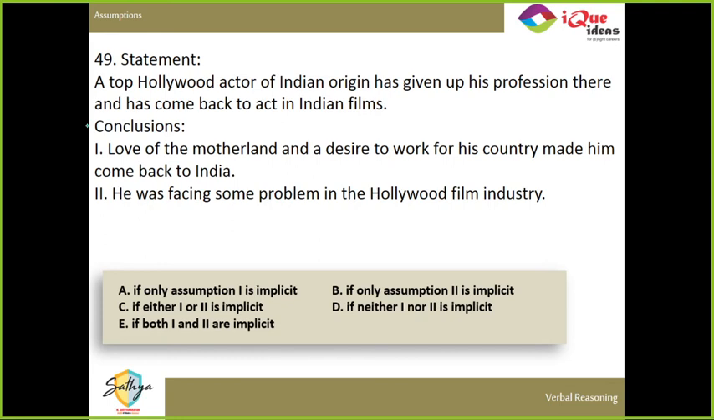Okay. Next one. A top Hollywood actor of Indian origin has given up his profession there and has come back to act in Indian films. Can I say that the love of motherland and desire to work made him come, or that he was facing some problems? Do I need to assume any one of these things? No. Is it possible to have some third reason? Yes. Maybe he's getting more money here.